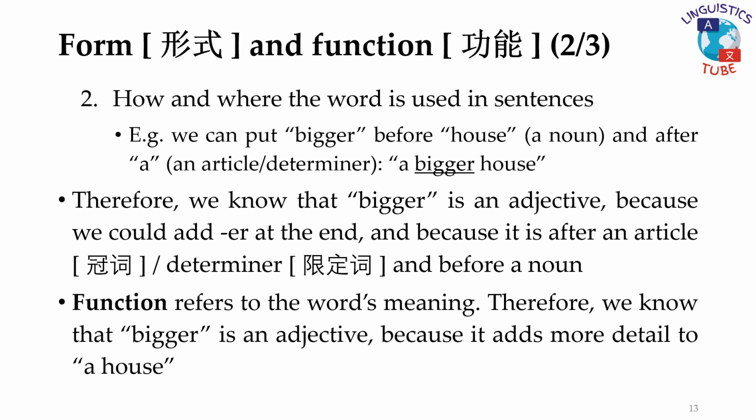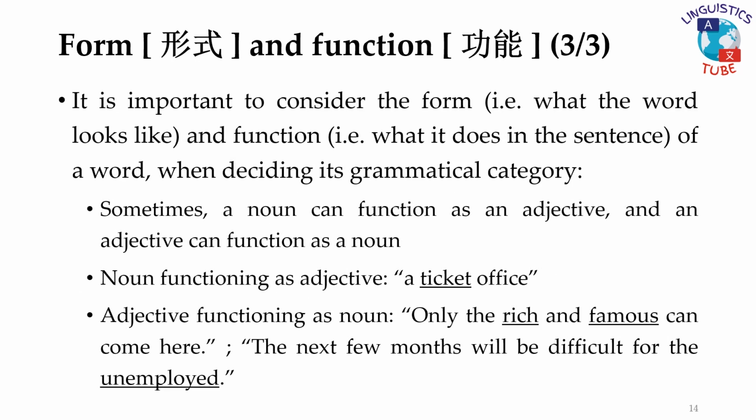Function is the second way to identify the grammatical category of a word. The function of a word refers to the word's meaning. Therefore, in the phrase a bigger house, we know that bigger is an adjective because it gives us more detailed information about the noun phrase a house. Function can sometimes get a little complicated because sometimes a noun can function as an adjective and an adjective can function as a noun. For example, in the phrase a bigger office, bigger is an adjective which modifies office, but in the phrase a ticket office, ticket is a noun which modifies office, because it tells us more information about the type of office.